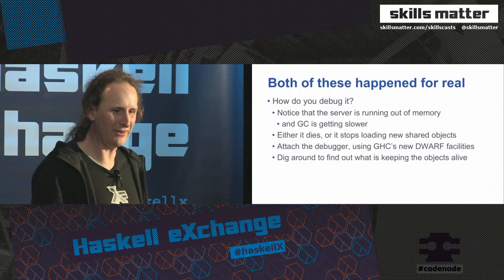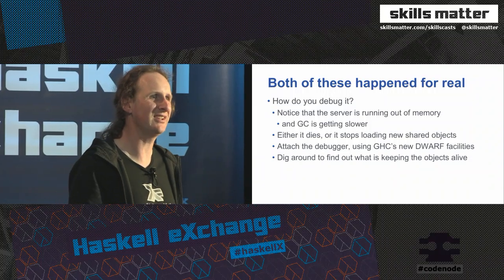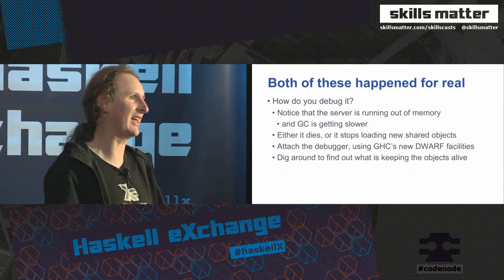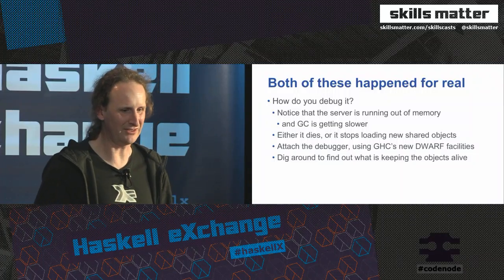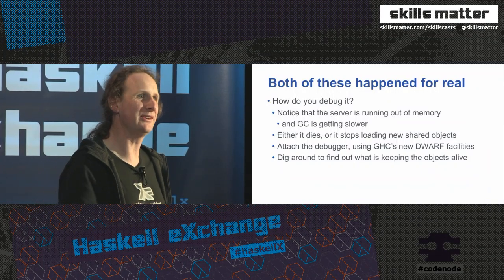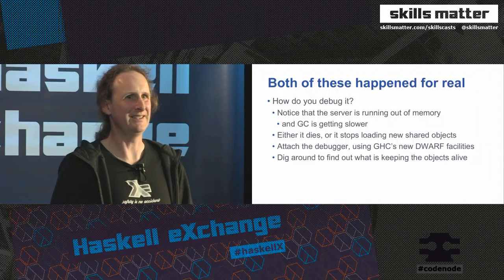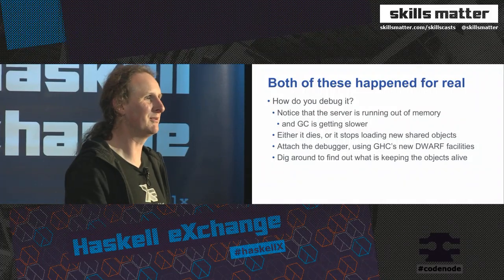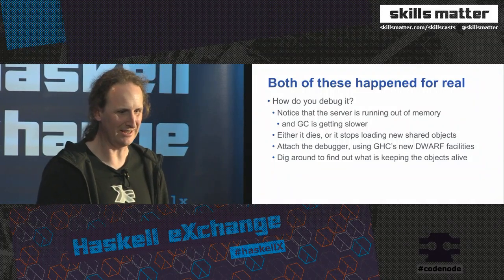And how does it manifest? Well, the server's running out of memory. GC is getting slower. You have to notice that by watching your metrics on your dashboard or something. And then you can go in, attach the debugger, and try to dig around in the heap and find out what's going on. This is a really laborious process. I said things were going to get messy, and they do.